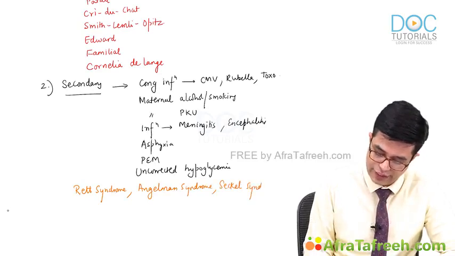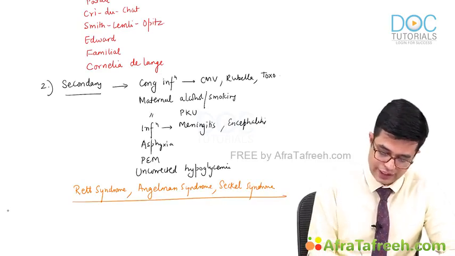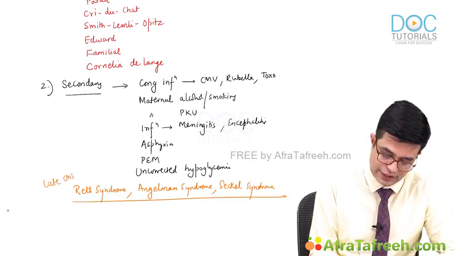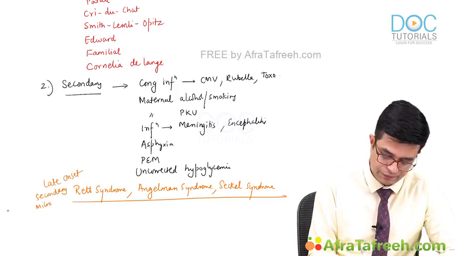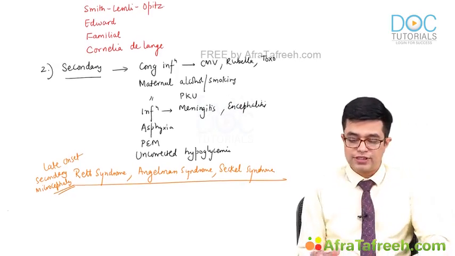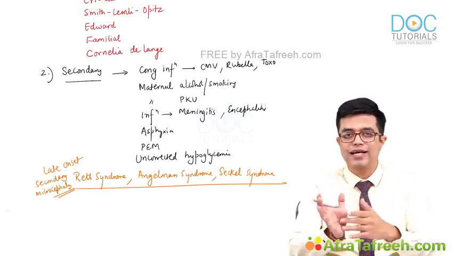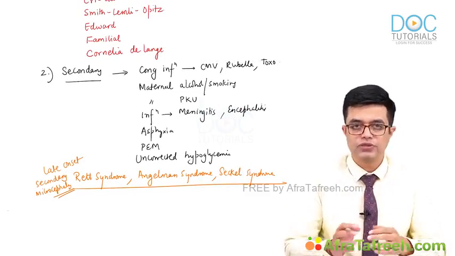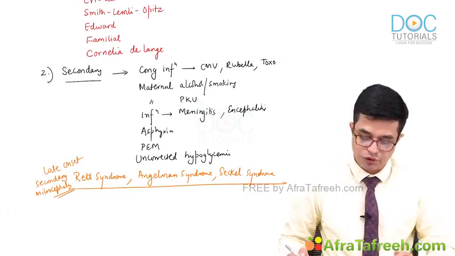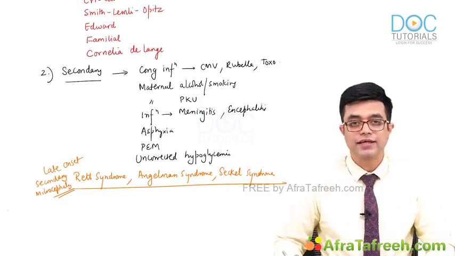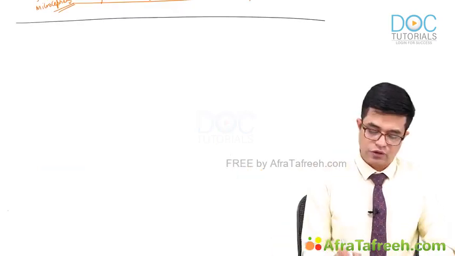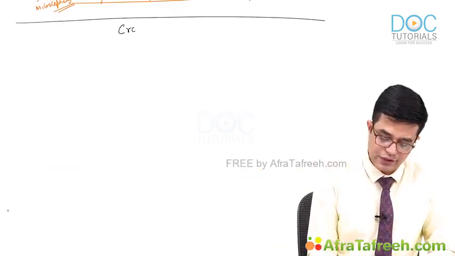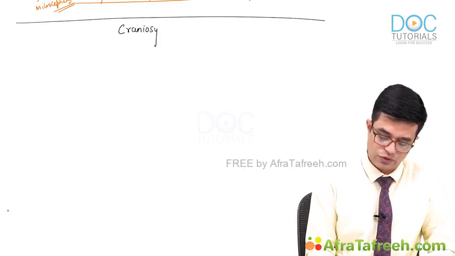So these have late onset. They are called as causes of late onset secondary microcephaly. They are usually discussed separately. So this finishes the discussion of macro and microcephaly, the abnormal head shapes. Let us move our attention to the next thing that is important for your exams, that is craniosynostosis. So the topic we'll be discussing is craniosynostosis.